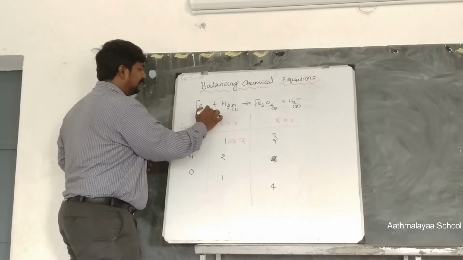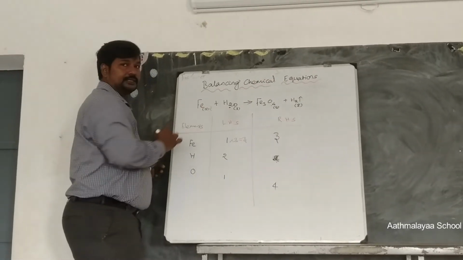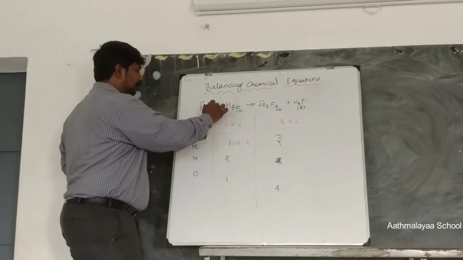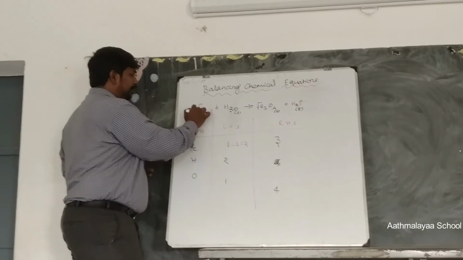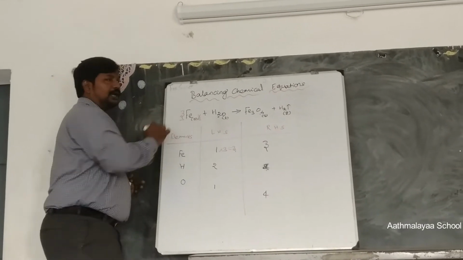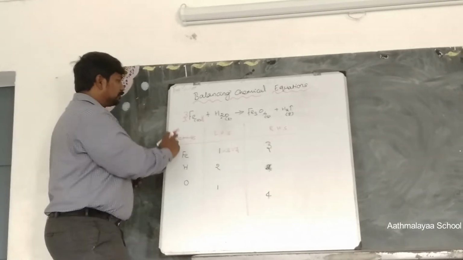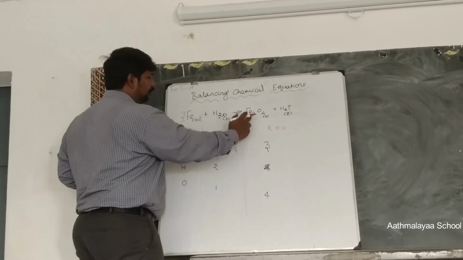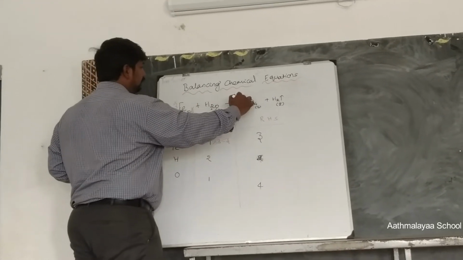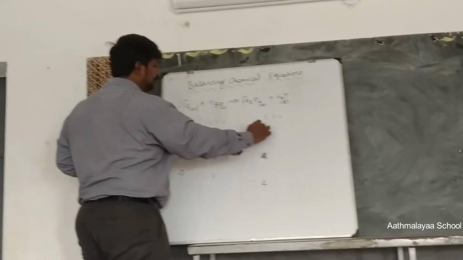You should not write like this, Fe3. No, right? This is wrong. So 3 Fe. Here, in the coefficient part only, we can make the change, not the formula of the compound. Right? So now the iron is balanced on both the sides. 3 iron, 3 iron. 3 Fe, 3 Fe.